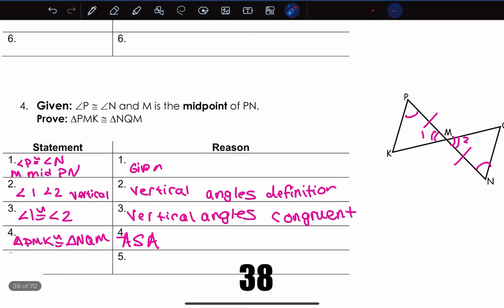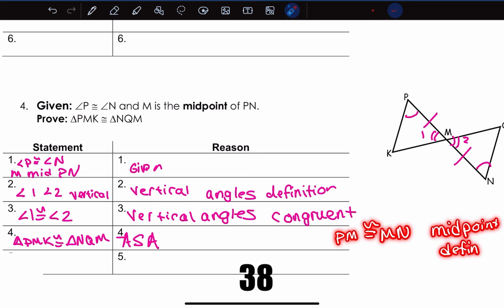I also missed this. So in this proof, you should also add that PM is congruent to MN by the definition of a midpoint. This should be included in your proof before you state that the triangles are congruent.